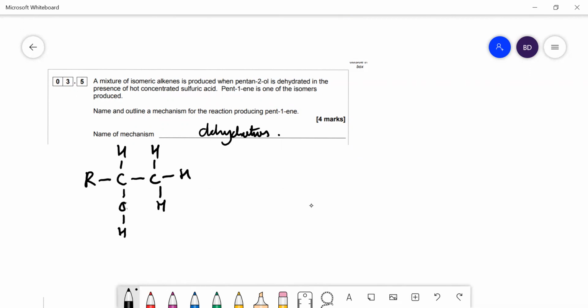Okay, so now the first step in the mechanism is we can draw H+. You don't have to draw it attached to the sulfuric acid. It's not necessary to do that. They don't want you to do that. So it's going to pick up an H+ from the sulfuric acid. So we draw a lone pair on the oxygen. That's going to go onto the hydrogen, and that's going to give us this intermediate.